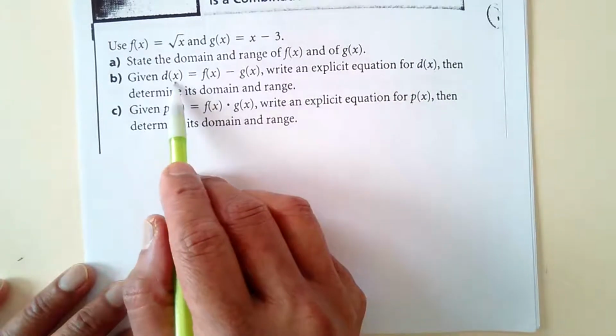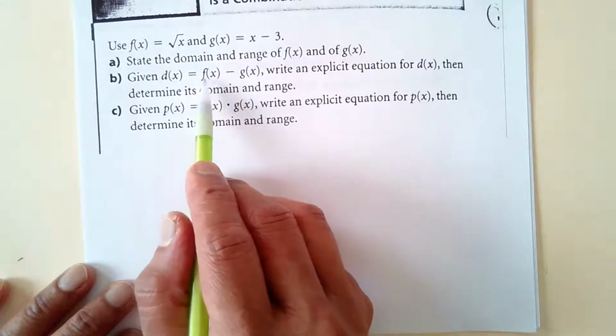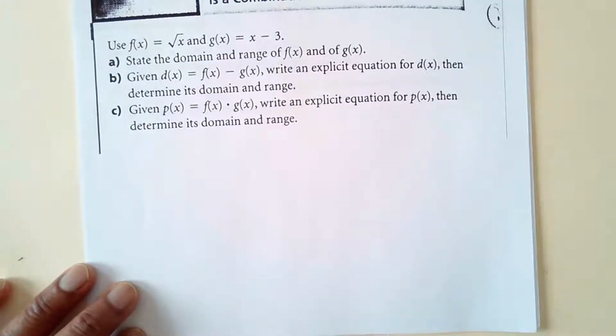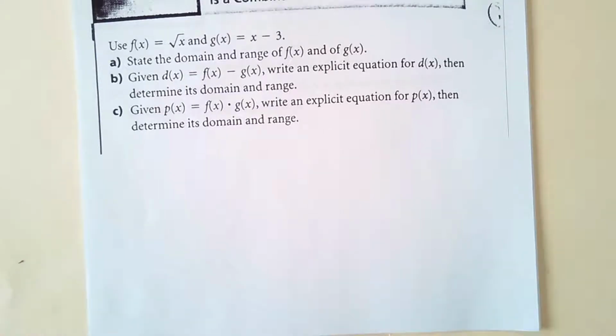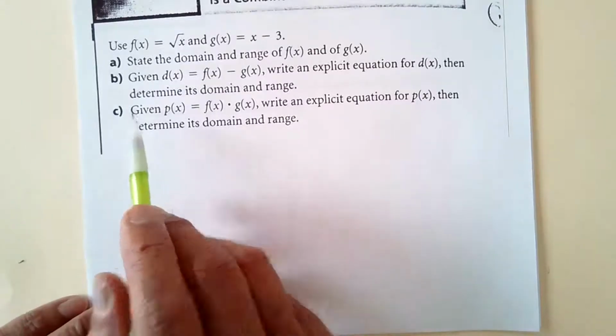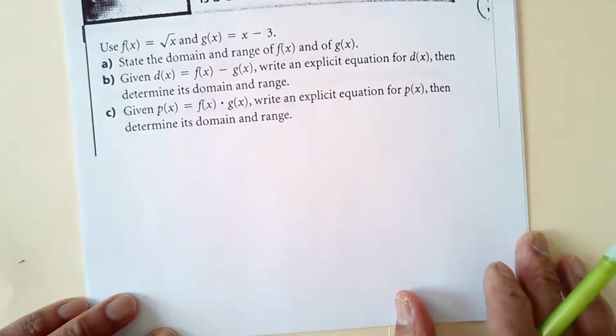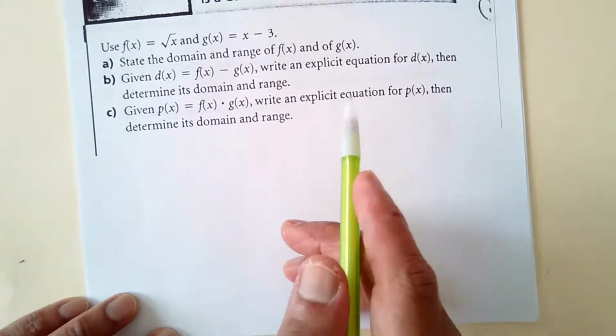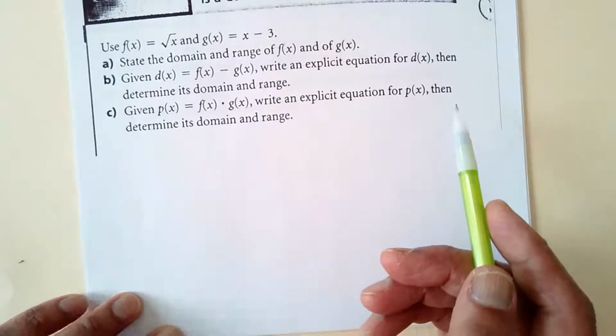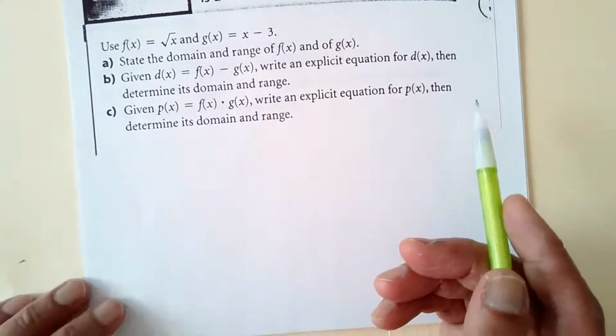And given part B, given d of x is equal to f of x minus g of x, write an explicit equation for d of x and determine its domain and range. And this third part, given f of x times g of x, which is equal to p of x, write an explicit equation for p of x and determine its range. So let's look at the first one.